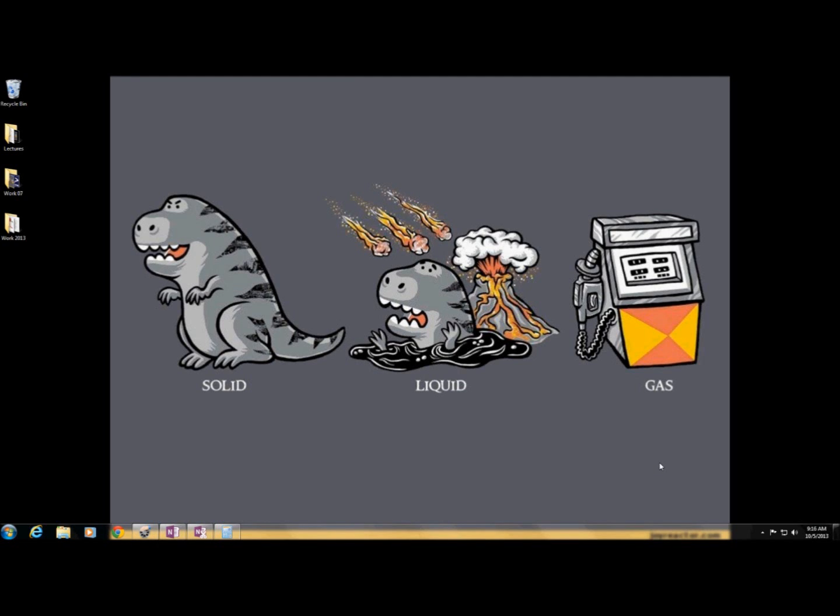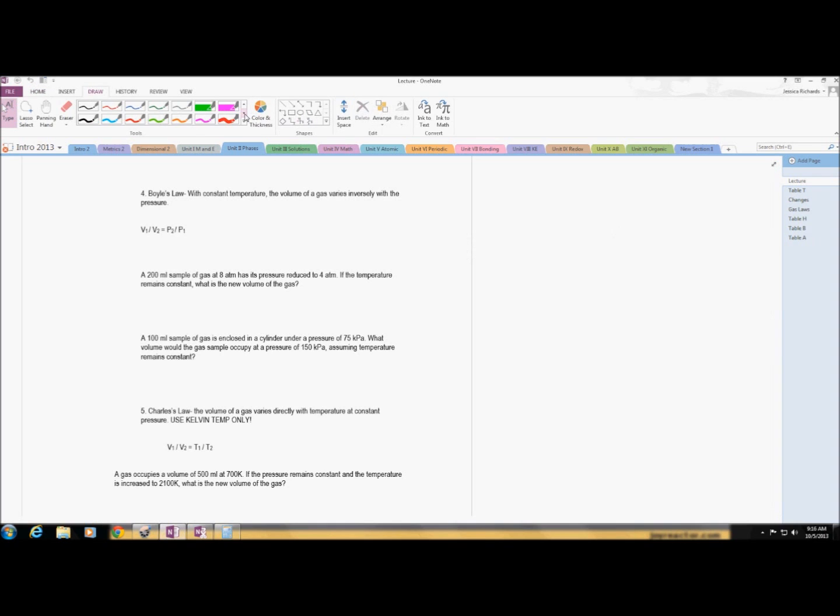Gas laws part 2. So quick review, what was Boyle's law? Boyle's law was the relationship between the pressure and the volume of a gas. It says that it varies inversely. That means as one increases, the other must decrease in order for the value to stay the same.